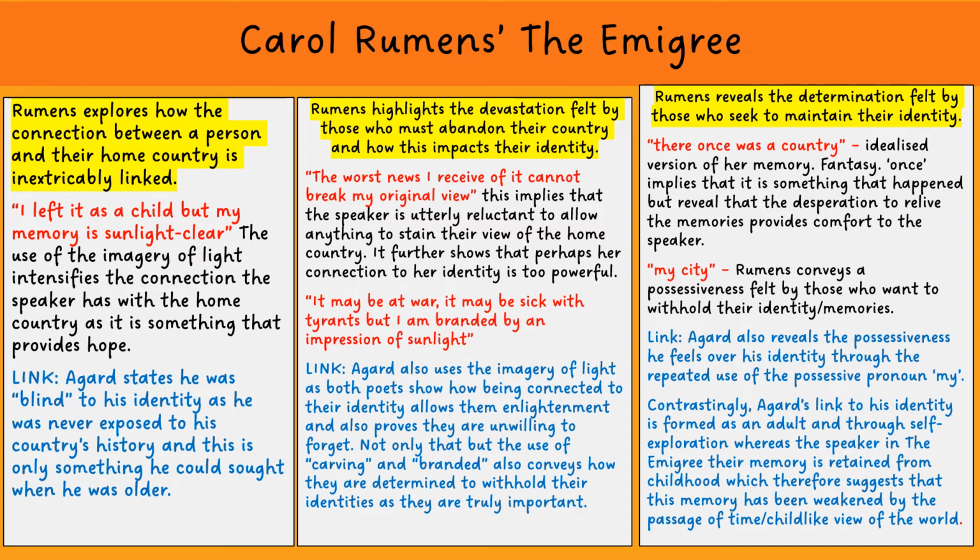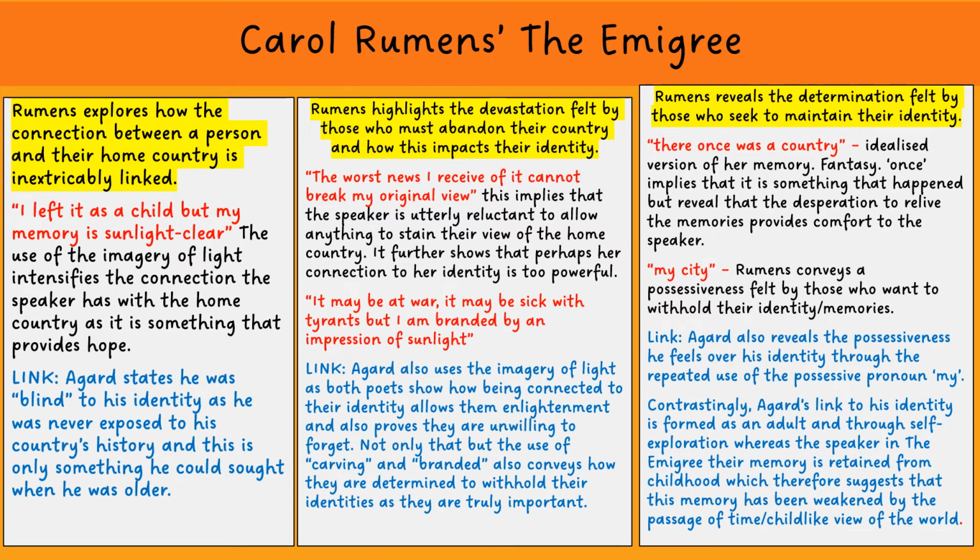Okay, we could then analyse the verbs carving and branded. Okay, so carving is from Agard's poem, branded is clearly from Rumens' poem, and it's this idea that it shows that they are both determined to withhold their identities, and it shows how important their identities are. Okay, next we're going to look at this determination to maintain their identity. So obviously we've got that "there once was a country," which we talked about in the structural comments, the idea of fantasy.